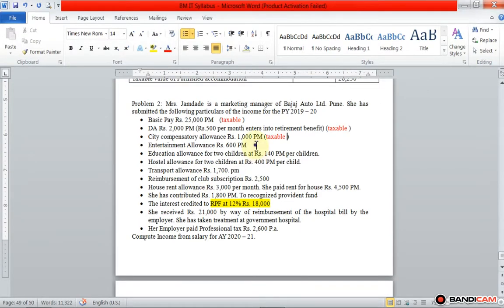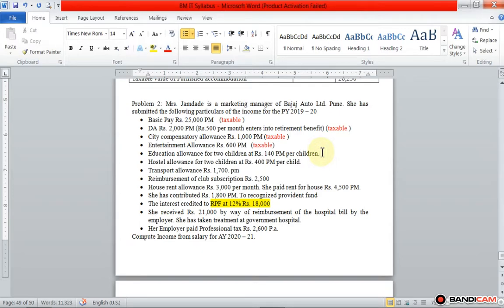Then entertainment allowance. Entertainment allowance is taxable for private sector employees as well as government employees, but we only allow a deduction of entertainment allowance to government employees. So entertainment allowance is not allowed for deduction under section 16 to private sector employees. So all entertainment allowance is taxable.